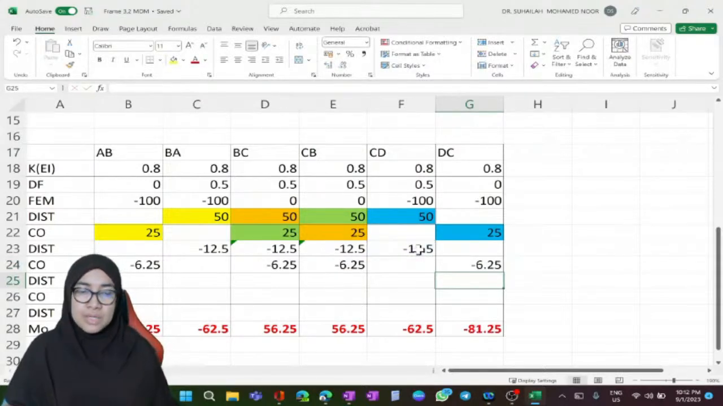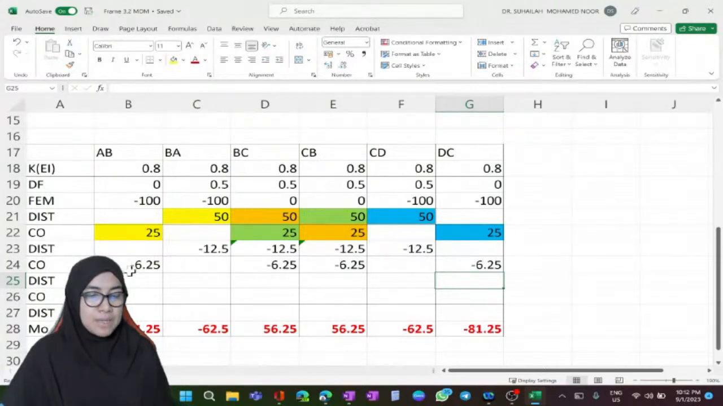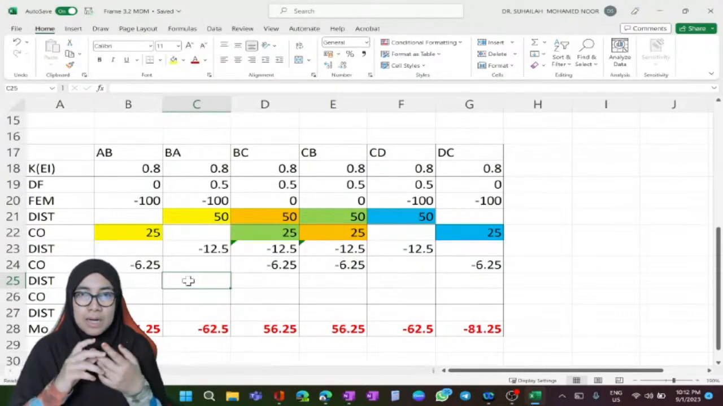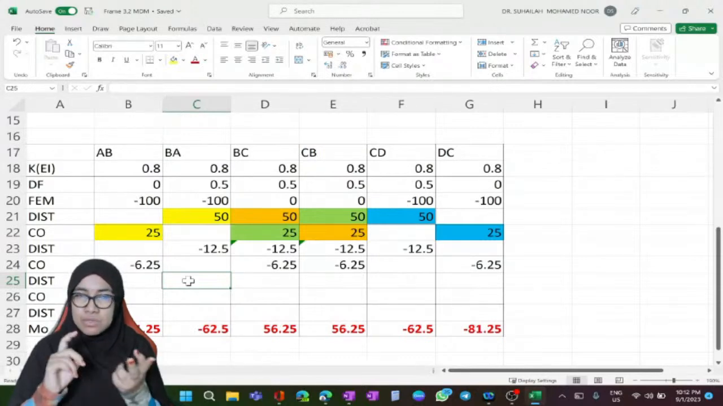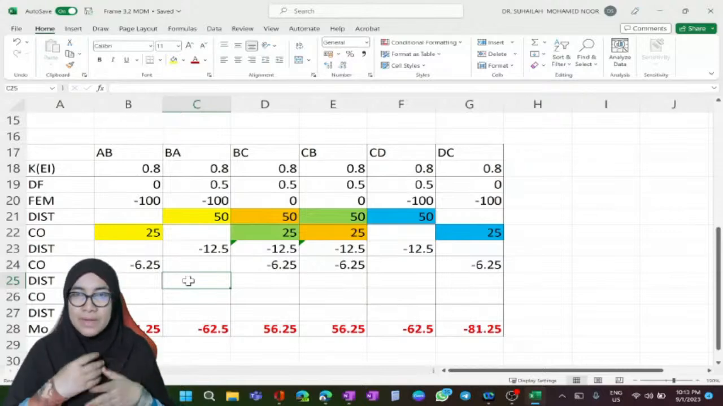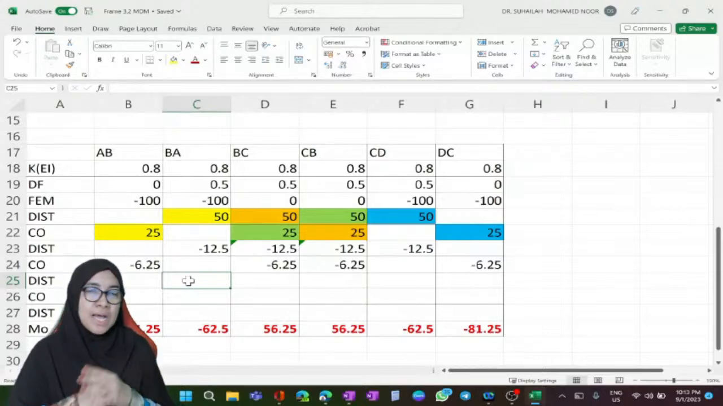Okay, so continue, repeat the process. Repeat the process again for the next distribution. So in the table, we just need to repeat the process. One cycle means have one distribution, one carry over. That is one cycle. Okay, we have to repeat the process until the last distribution. Start with distribution, end with distribution.